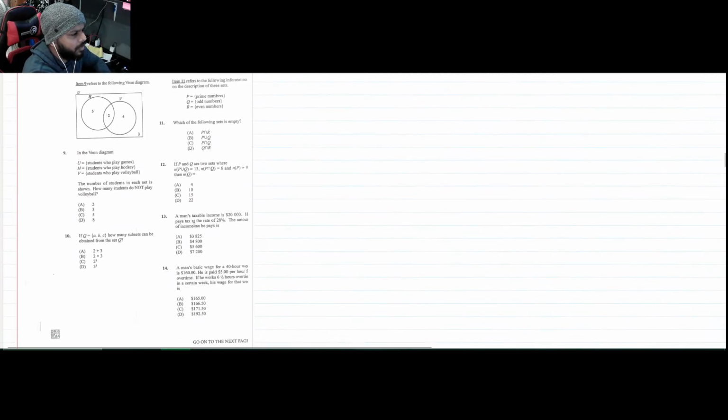In the Venn diagram, the number of students in each set is shown. How many students do not play volleyball? So right now, these students here play volleyball. 4 and 2 is 6. So 5 students don't play volleyball and 3 students don't play volleyball, so that is 8.